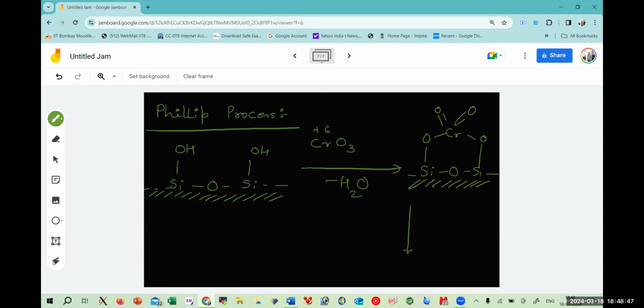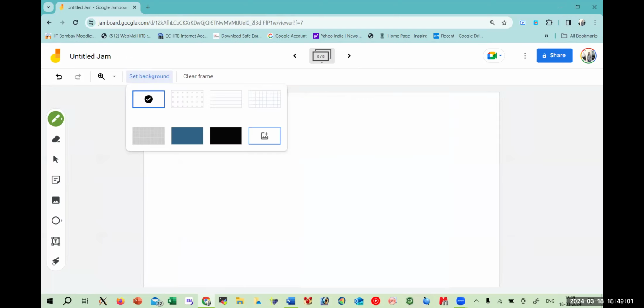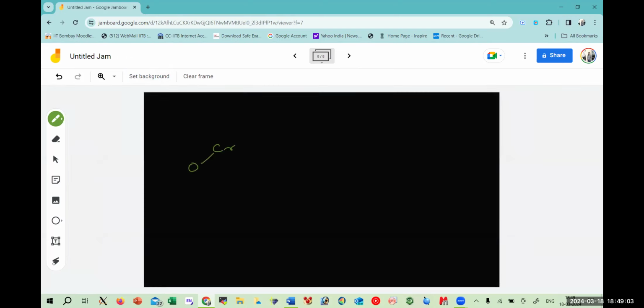Now we introduce CH2=CH2, that is ethylene. Firstly, some of the ethylene will get oxidized to give formaldehyde, and chromium gets reduced to form chromium, oxygen, silicon, oxygen, and here it would be in fine fractions with ethylene. Now it is reduced to +2. It is in +2 because some of the ethylene got oxidized and chromium got reduced.